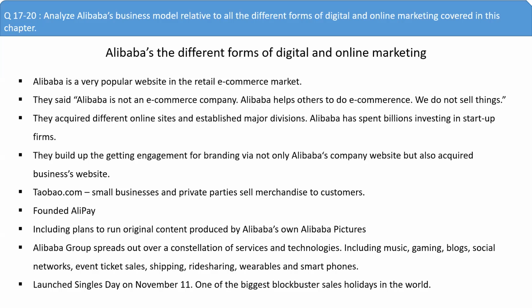Alibaba Group spread out over a constellation of services and technology, including music, gaming, blogs, social networks, even ticket sales, shipping, ride sharing, wearables, and smartphones. So actually their business model is not only e-commerce retailing; they spread into a lot of businesses, then they invested based on the technology. So this is the business model. They use different forms of digital and online marketing.